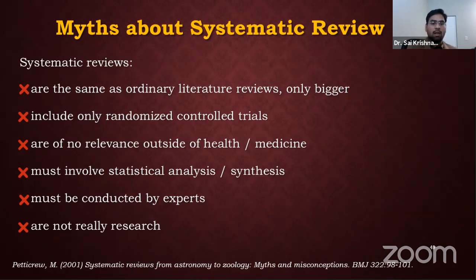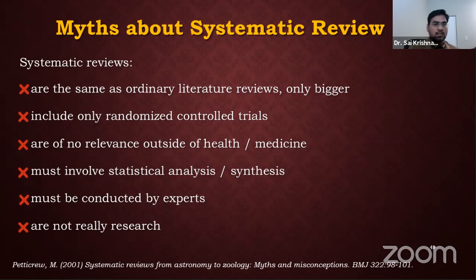Systematic reviews are of no relevance outside of health and medicine. It's not true. If you go back to my slides, I mentioned some well-known organizations that perform systematic reviews, and one among those in the field of health and medicine is the Cochrane Collaboration. Systematic reviews must involve statistical analysis or statistical synthesis. It's not true. If you include statistical analysis, it is known as meta-analysis. And oftentimes, systematic reviews need not be statistical.